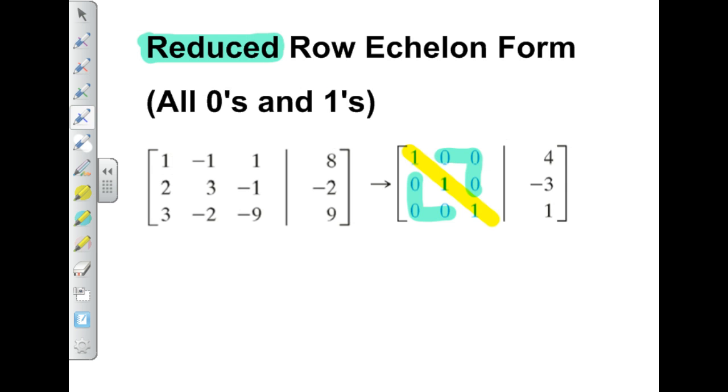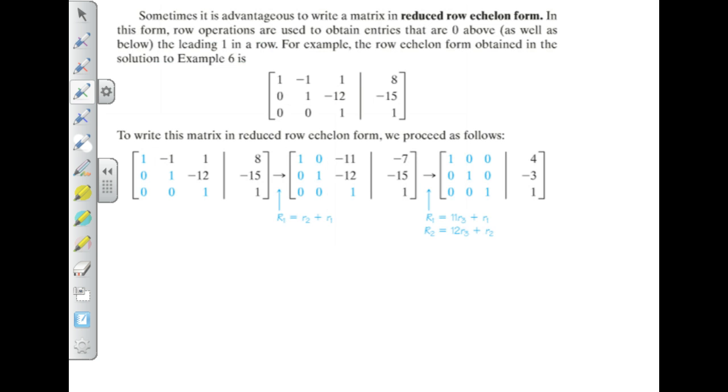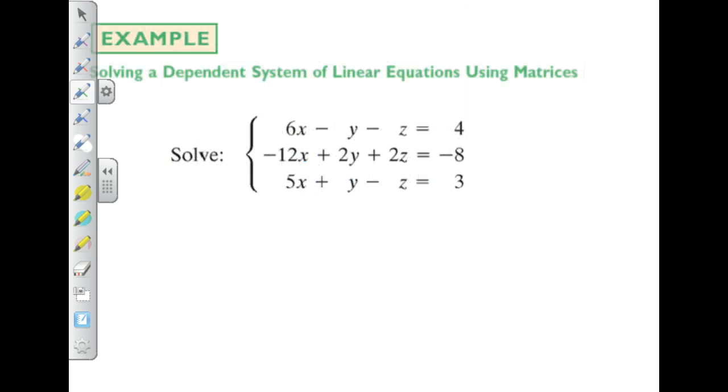So work through that. Reduced row echelon form says we have all zeros. Not only do we have zeros down in the bottom left, we also have the zeros. So this is called the identity matrix because this says 1x is 4, 1y is negative 3, and 1z is 1. So you could actually repeat this entire process and just continue getting ones and zeros.